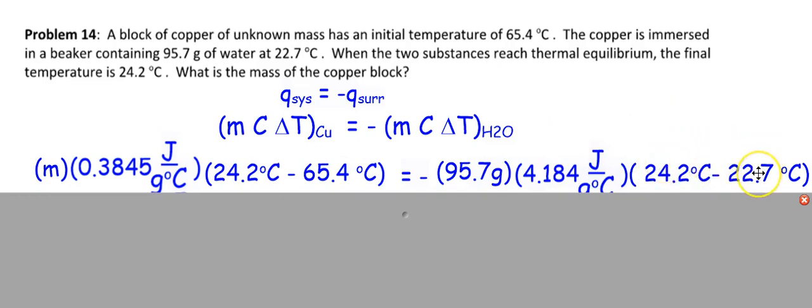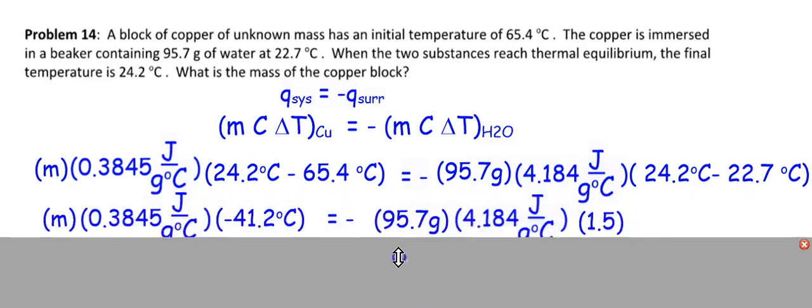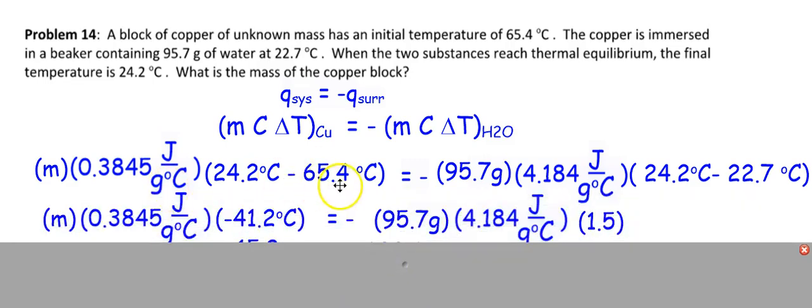Minus the initial temperature of the water. So look what happened. The initial to final for water went up. Initial to final for copper went down. That's the way it should be. Okay. So now what? Do your math. I went ahead and did inside the parentheses. I subtracted my temperatures first. Notice I have a negative here.